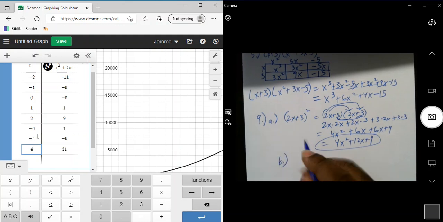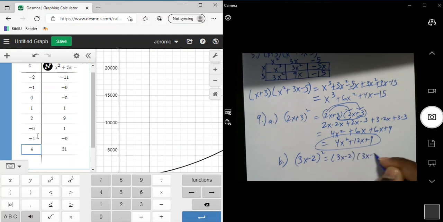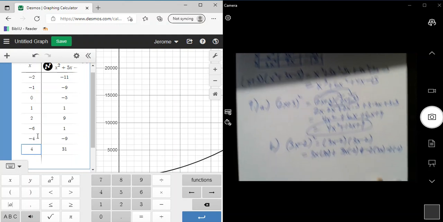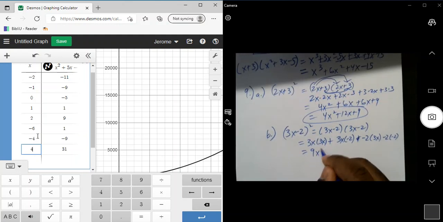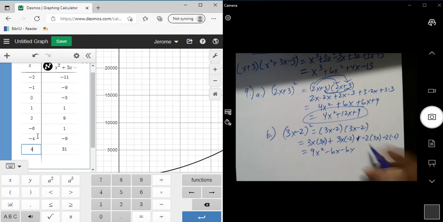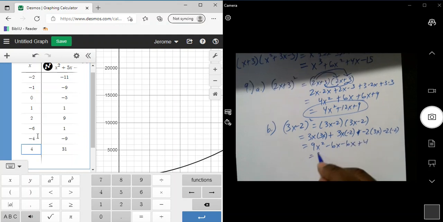9B, we have (3x - 2) squared, which would be (3x - 2) times (3x - 2). And we follow the same procedure. So it'd be 3x, I'll put parentheses this time instead of the dots, plus 3x times a negative 2. Then minus 2 times 3x, and minus 2 times negative 2. So this would be 9x squared minus 6x minus 6x plus 4. So it'd be 9x squared minus 12x plus 4.